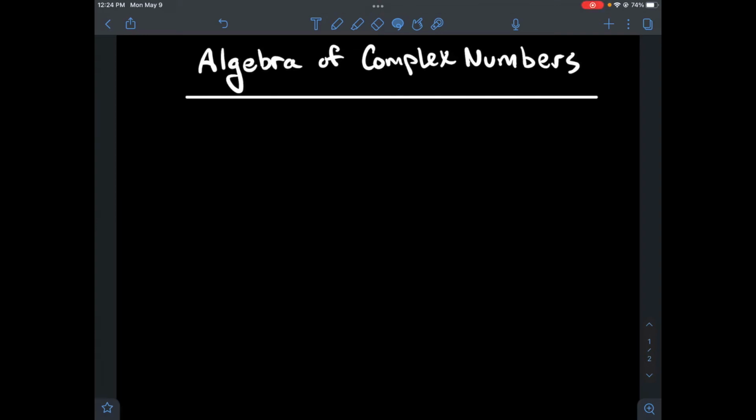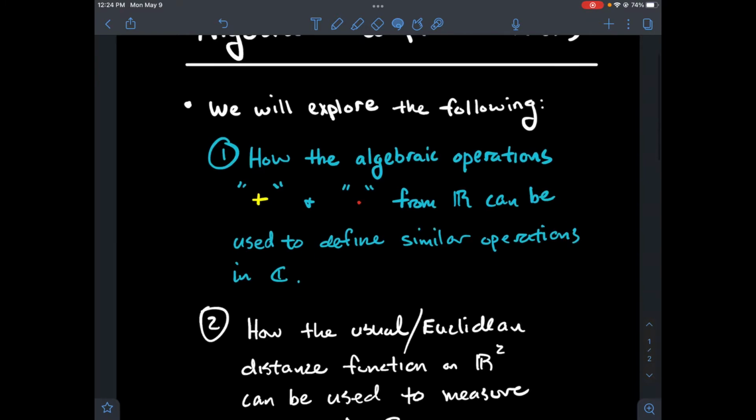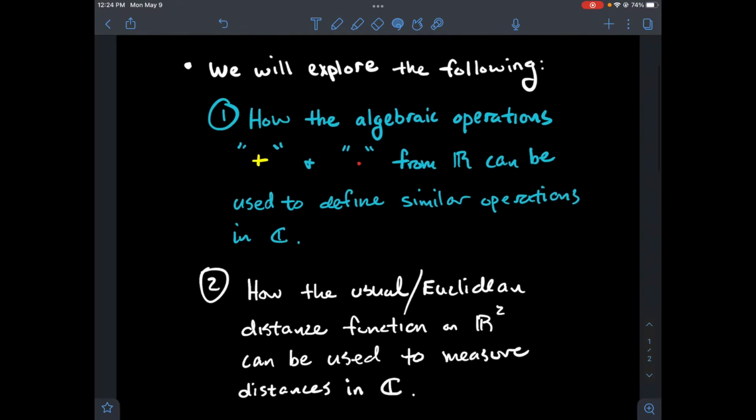In this video, we're going to talk about the algebra that you can do with complex numbers. In the introductory video that I made, I ended it with two things that we're going to explore. At the end of that video, I said we'd look at the algebraic operations of plus and times on the real numbers and how those can be extended to the complex numbers.